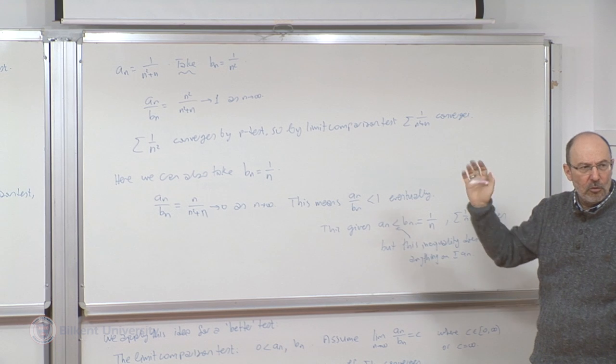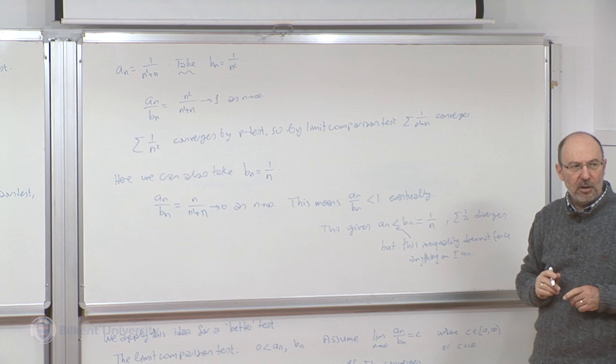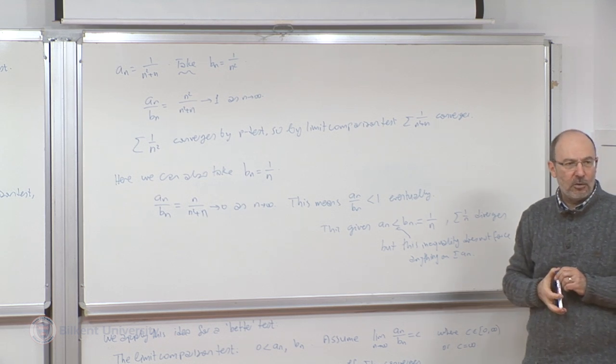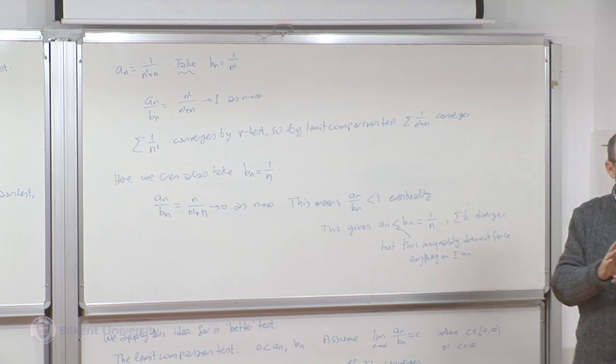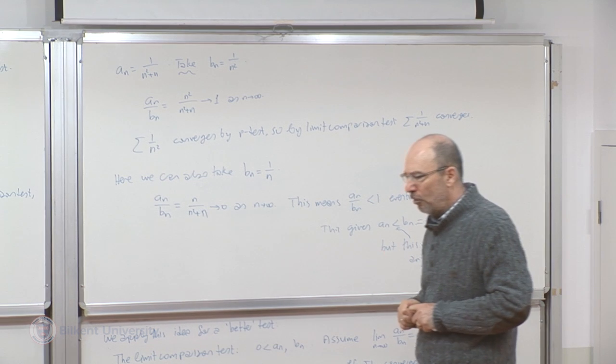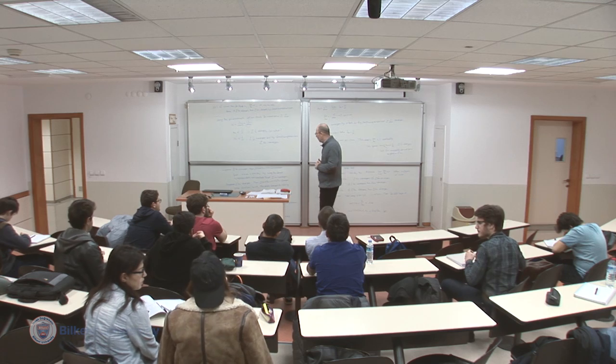Okay, so this is how you use limit comparison test. You don't have to pick the correct check series, summation bn, in the first try. You try something. If it doesn't work, you try something else. Okay, let's take a break, and then we'll solve more problems, and then we'll have a quiz, something like this one.